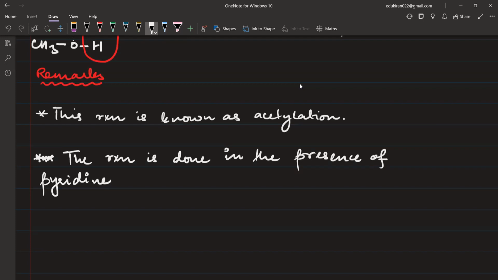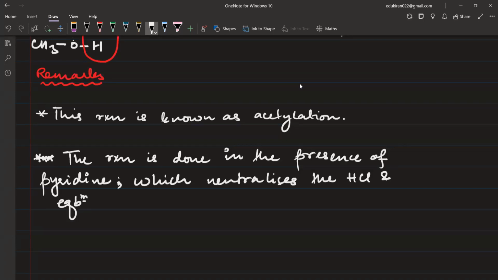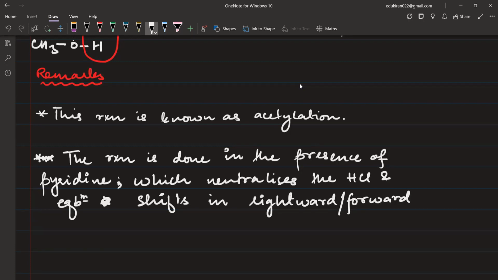In the presence of what? In the presence of pyridine. What does pyridine do? It neutralizes the HCl, and the equilibrium is shifted. Equilibrium shifts in the rightward direction, the forward direction.